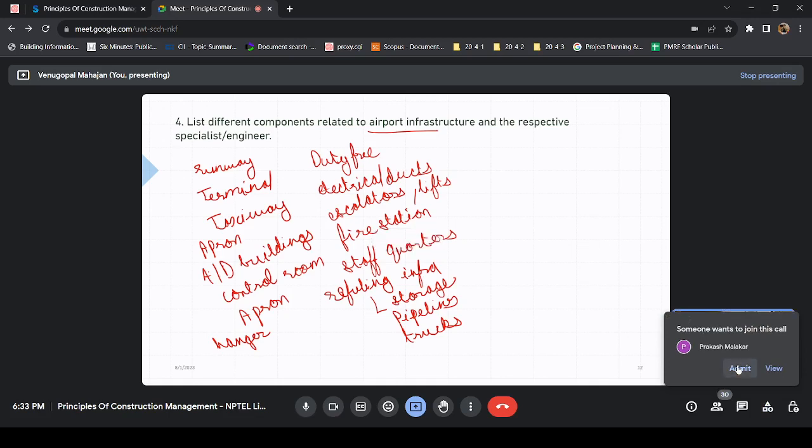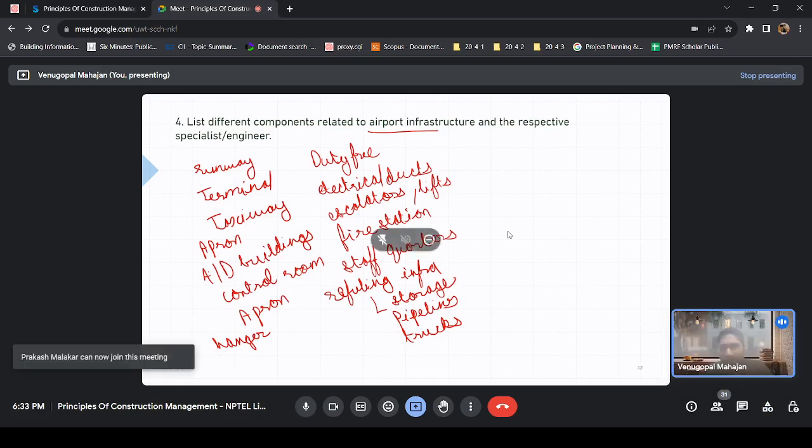Seeing that this is dengue and malaria season, fogging is going on in the campus here.